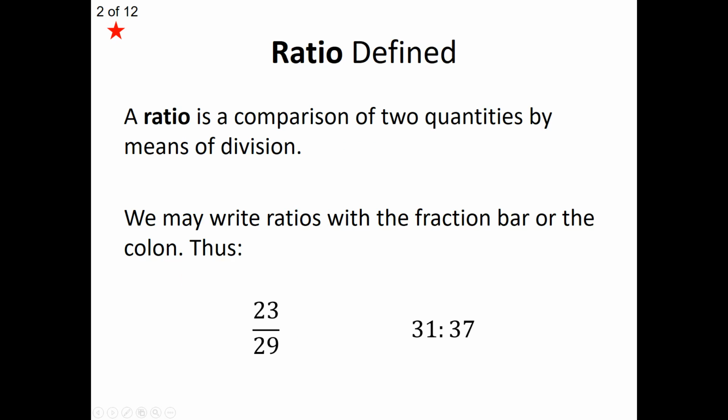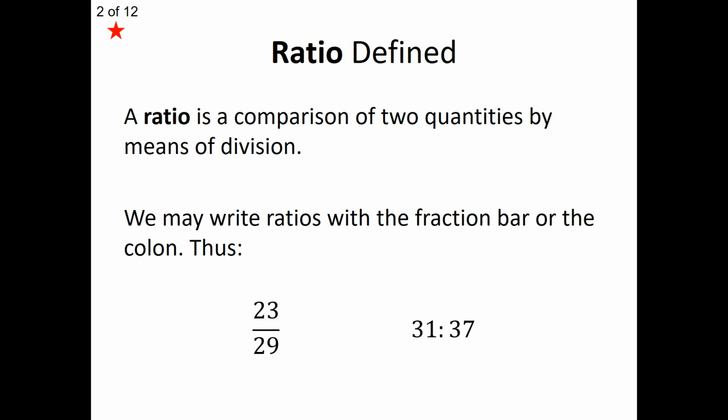Let's start with what a ratio is. A ratio is a comparison of two quantities by division. In other words, it's like a fraction. We can write two numbers in fraction form. That means what we really have is a ratio. So down below we have an example of this ratio, 23 over 29.